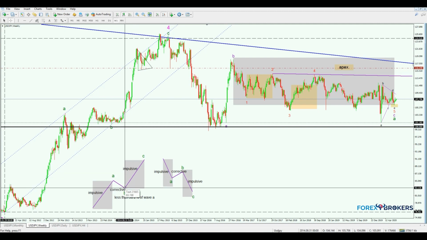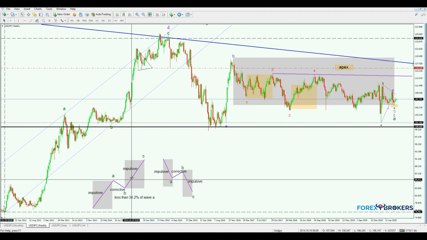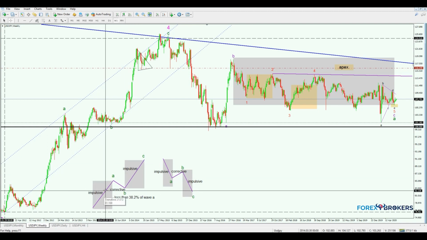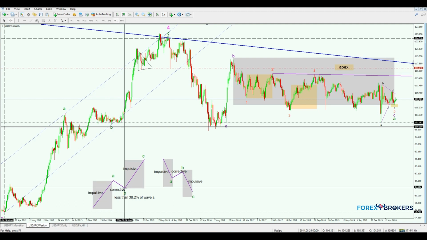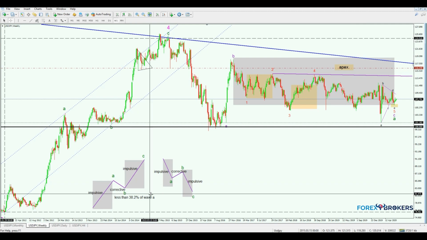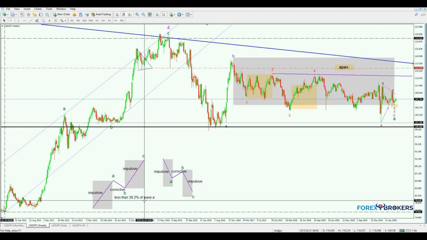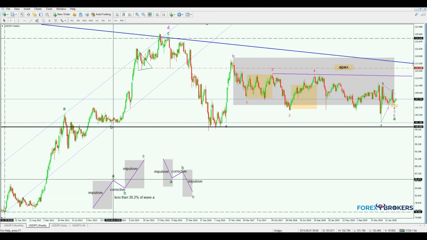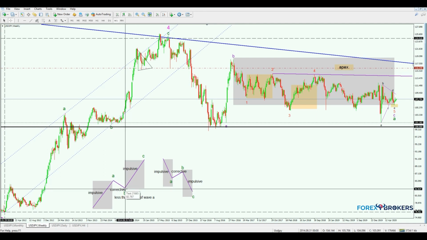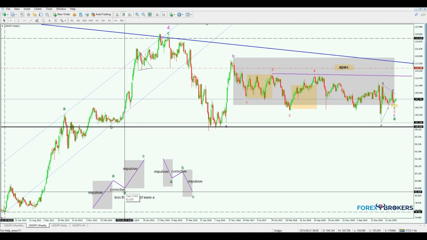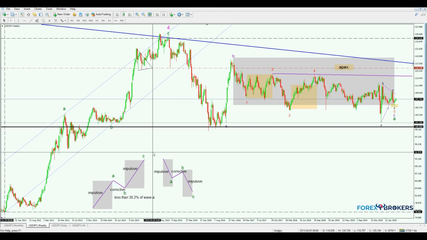So you can imagine, of a lower degree, a 1, 2, 3, 4, 5, a 1, 2, 3, 4, 5. The B wave cannot end beyond 61.8 of wave A. Rarely it goes more than 38.2 of wave A. And the most important thing is that the time it takes for wave A to form is equal to the time it takes for the C wave to form. Without the equality in time, there is no zigzag, period.